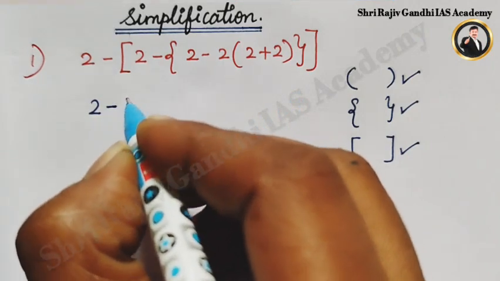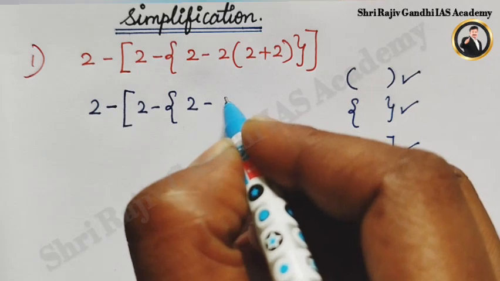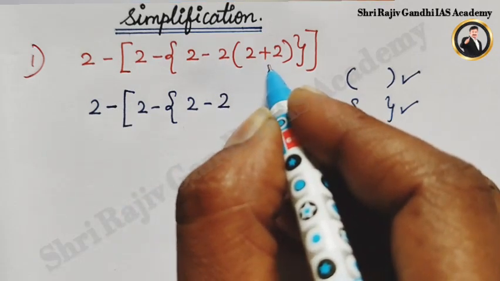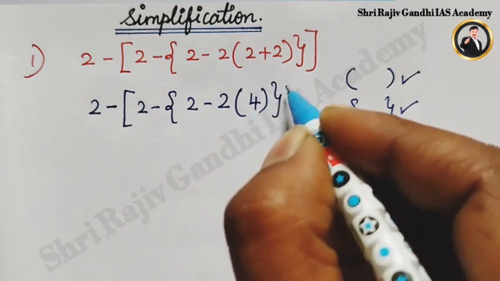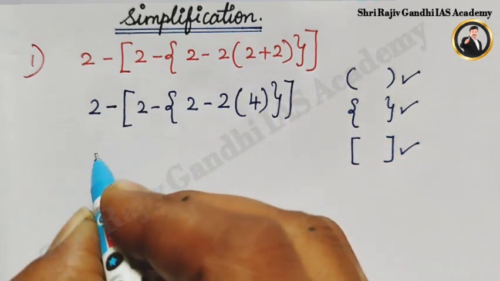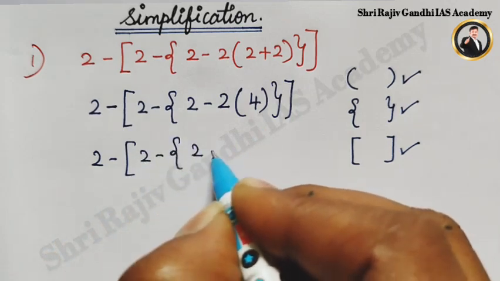So 2 minus bracket of 2 minus bracket of 2 minus 2. Here inside the bracket, 2 plus 2 is 4. So bracket of 4. Again bracket, bracket, bracket. So first of all, 2 minus bracket of 2 minus bracket of 2 minus.